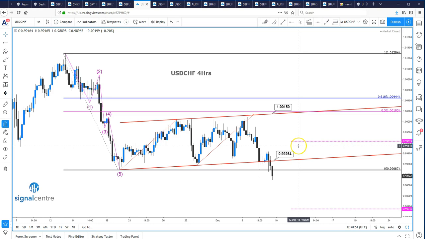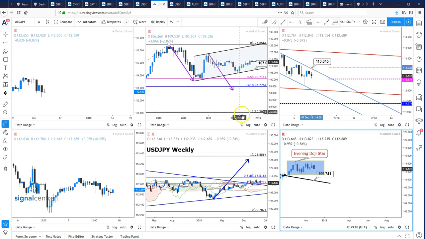So really the call going into next week is going to be to buy dollar dips or to sell dollar strength in dollar Swiss, and we're expecting price action to remain pretty mixed and volatile.